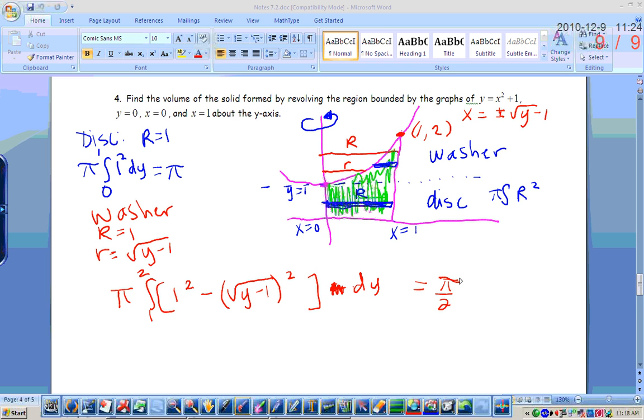Sure, you're more than welcome to simplify as you go. Like, are you talking about when you put this into the equation doing just y minus 1 so you don't have to square the square root? That's fine. All right, so the bottom part was pi. The top part was pi over 2. So the total volume is 3 pi over 2.